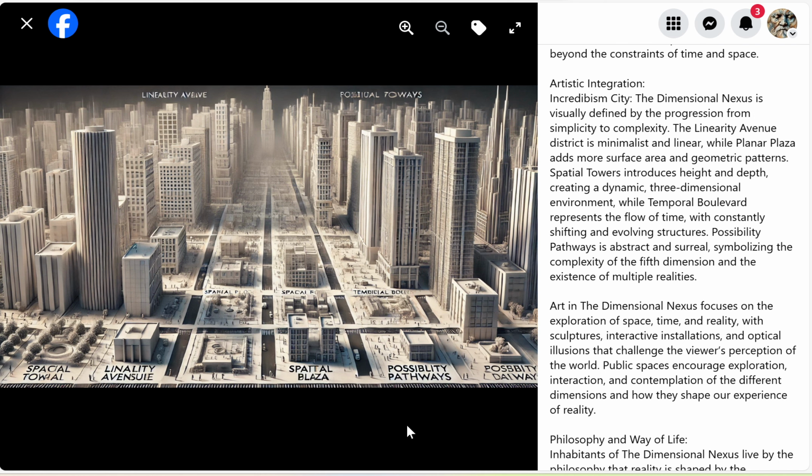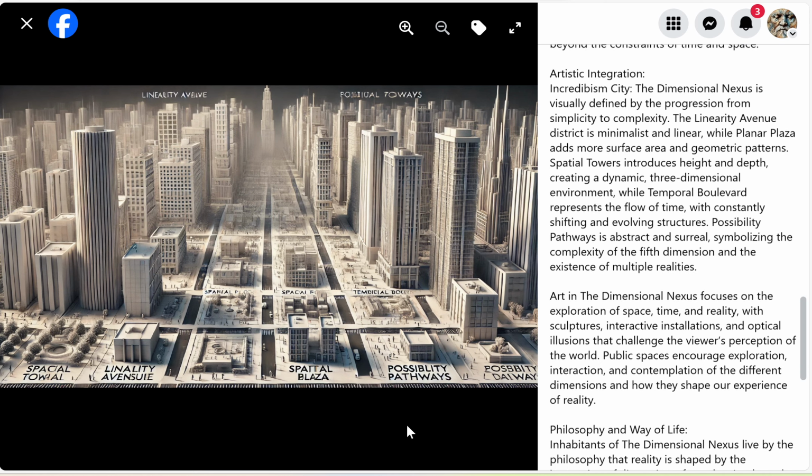Artistic integration. The city's progression through dimensions is reflected in the art that fills its public spaces. Linearity Avenue features minimalist sculptures composed of single lines and intersections. In Planar Plaza, flat murals and geometric sculptures play with patterns and optical illusions.